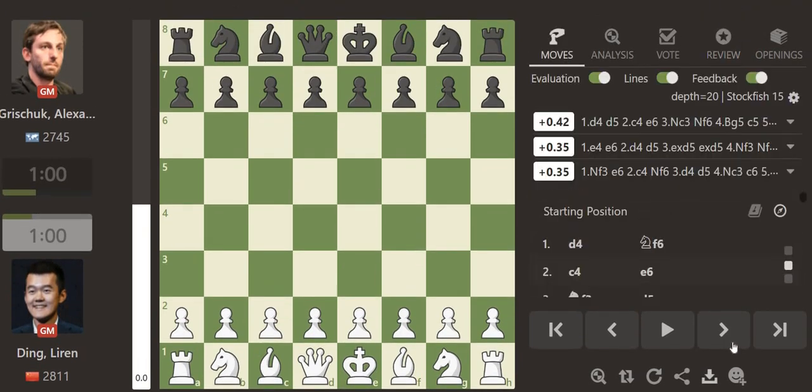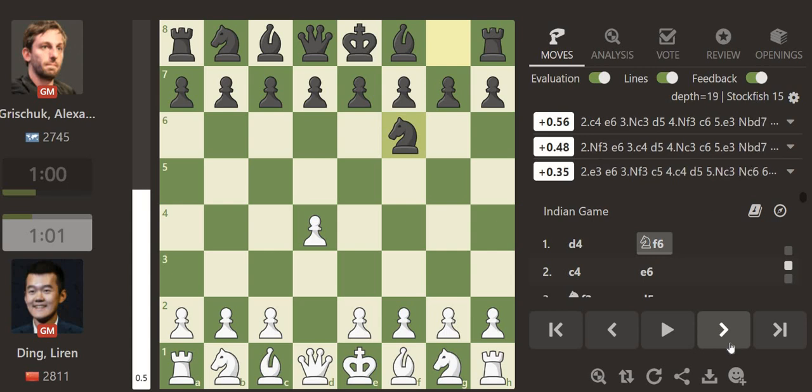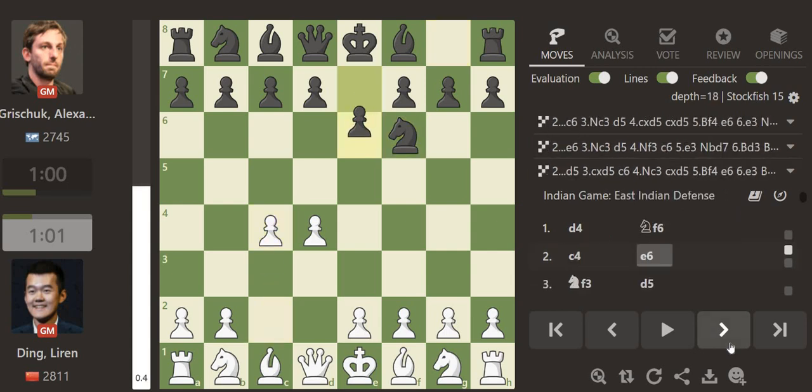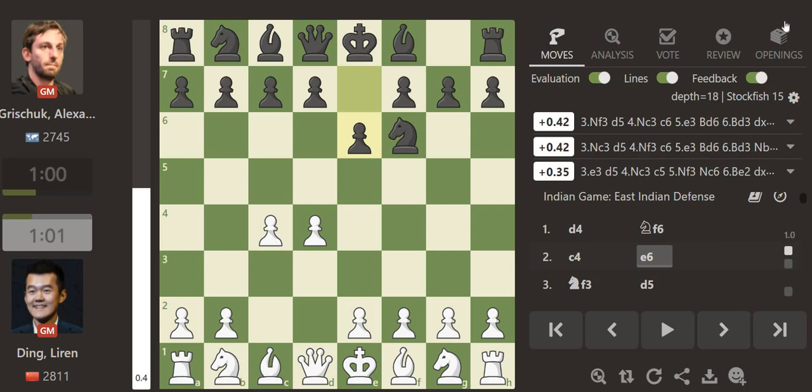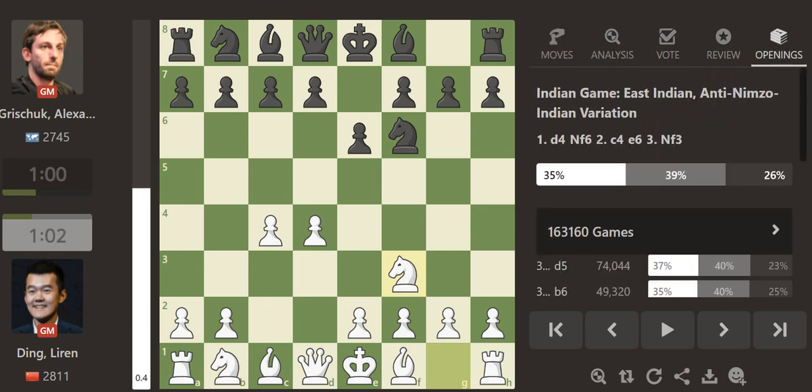So let's start. We have d4 and then we have knight to f6. We have c4 and then we have e6. This is the classical Indian game, East Indian defense. And in this most Indian variation.